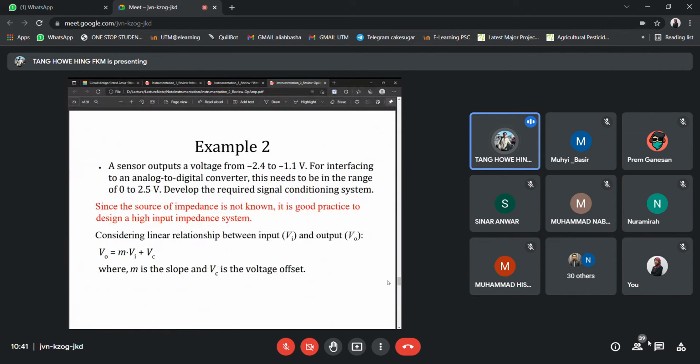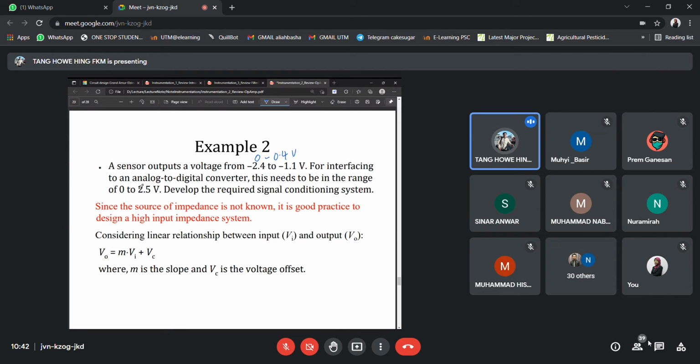In our question, just like this example, our sensor actually outputs a voltage which is ranging from 0 to 0.4 volt. And then we want to interface to this analog digital Arduino Uno.